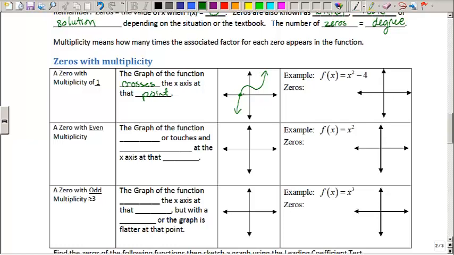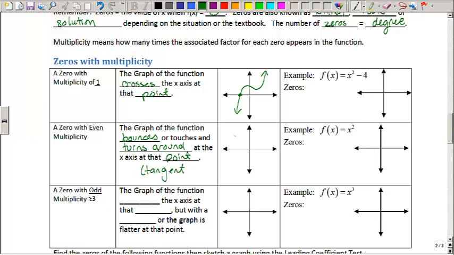A zero with higher multiplicity can be broken up into two groups. A zero with even multiplicity, and then a zero with odd multiplicity that's greater than or equal to 3, meaning not 1, okay? Because 1 has its own properties. So for a zero with even multiplicity, the graph of the function bounces, or touches and turns around, at the x-axis at that point. Mathematically, we call that tangent.